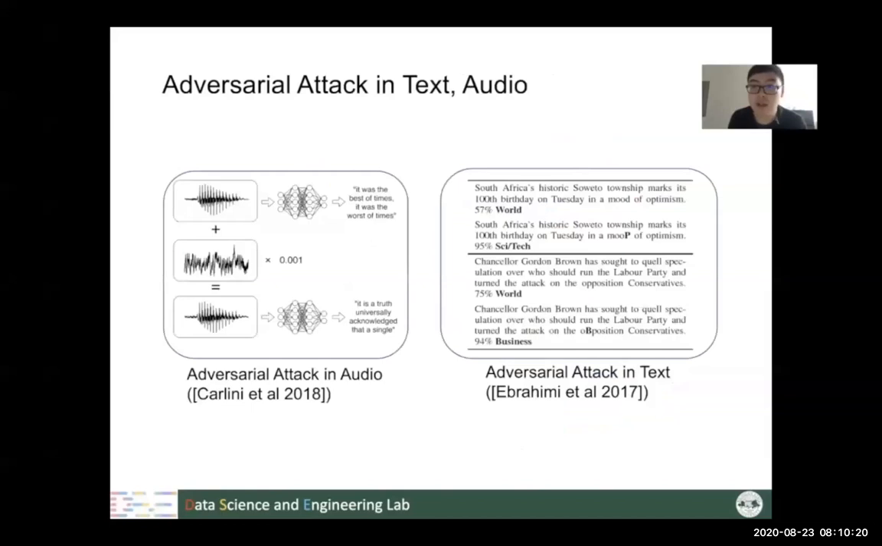And a similar story can also happen in natural language processing tasks. If you are interested, you can refer to these papers, which are doing attacks on the text domain or the audio domain.